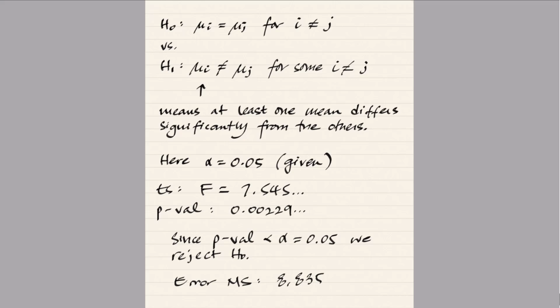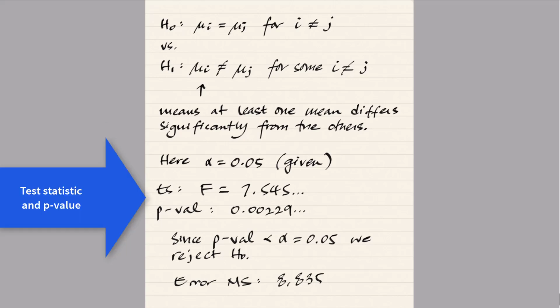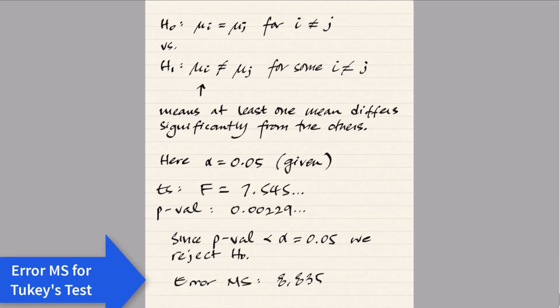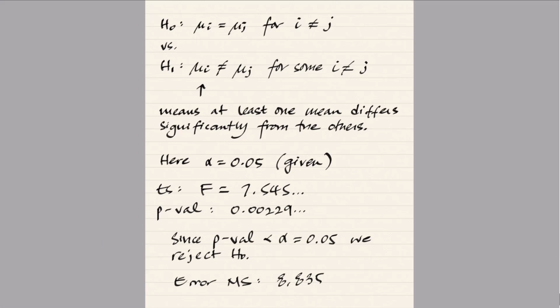Now you can read in the text that alpha is given to be 0.05, and so I've written down my test statistic, as you can see, and I've written down my p-value, and as we said, because the p-value is less than alpha, we're going to reject the null. Only when we reject the null do we realize there's going to be some additional testing. We have to locate specifically where that difference is. For that reason, I would then jot down also the error mean square, because as you're going to see, I'm going to be needing that for Tukey's test. This is sufficient for the moment, but of course we have more to write.